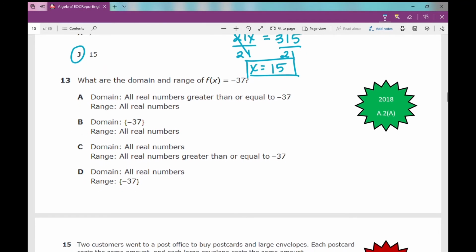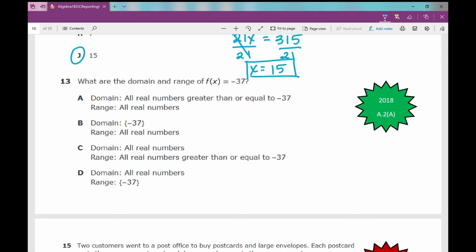Number 13, what are the domain and range of f of x equals -37? Anytime you see f of x, that's just fancy smancy for y. Anytime you see y equals, what can you do? Plug it into y equals on your calculator. So when you plug this into y equals -37, what do you get? You get a graph that looks like this, all the way down to -37.